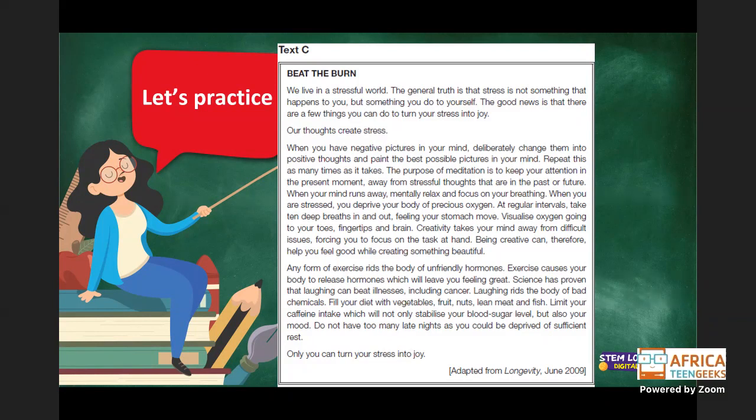And then, being creative can take your mind off your problems. Okay, so we can include that point as well. And exercise to rid the body of harmful substances. So that would be another one.